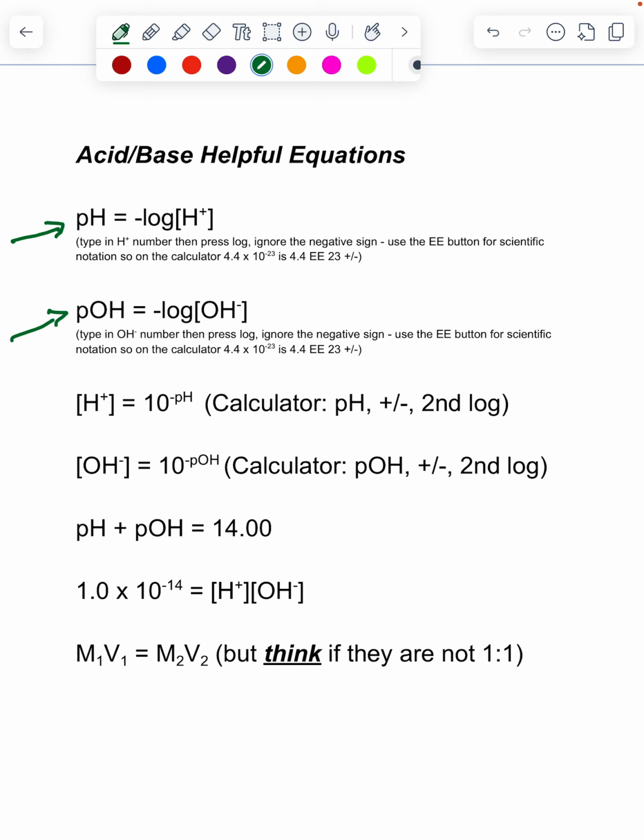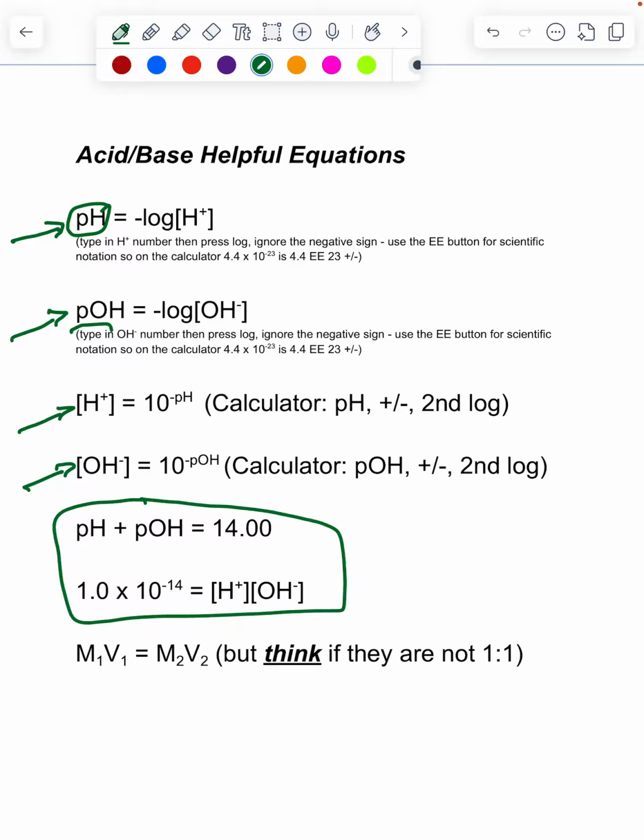If I am asking you to find the pH, choose the equation that starts with pH. If I'm asking you to find pOH, use that equation. If you're looking for the concentration of H, there's your equation. Concentration of OH, there's your equation. These two equations allow you to alternate between pH and pOH. What do I mean by that?